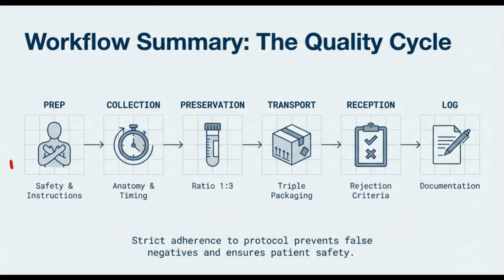It all starts with prep, which includes patient safety and clear instructions. That flows into collection, which is all about anatomy and precise timing. Next is preservation, using the right stuff at the correct 1:3 ratio. Then comes transport, using that triple packaging system. The sample then arrives for reception, where it's checked against all the rejection criteria. And finally, it's entered into the log, which completes the documentation.